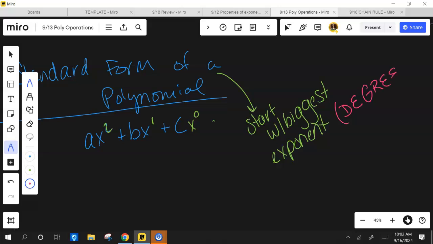Degree. The biggest exponent in a polynomial is also known as the degree of that polynomial. So every quadratic has a degree of what? 2, because that's the biggest exponent. Every linear function has a degree of 1. Every constant has a degree of 0.